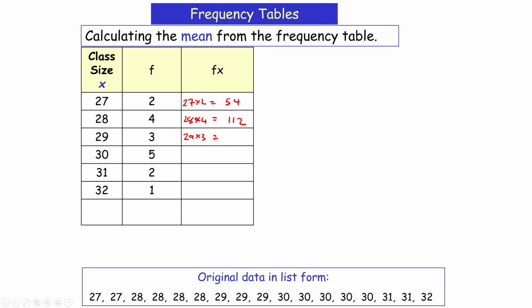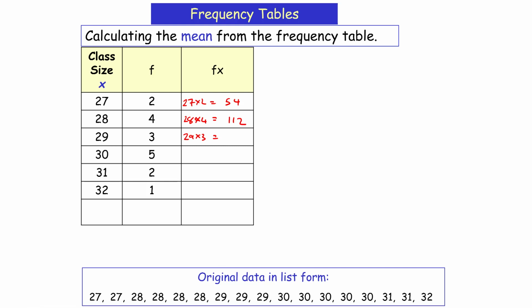What I want you to do now is hit pause, complete the table, and then when you're ready, hit play again, and we'll look at what we do with the completed table. So hit pause, complete the table. So you have to draw out the whole table in your exercise books, or in the books you've got with you.